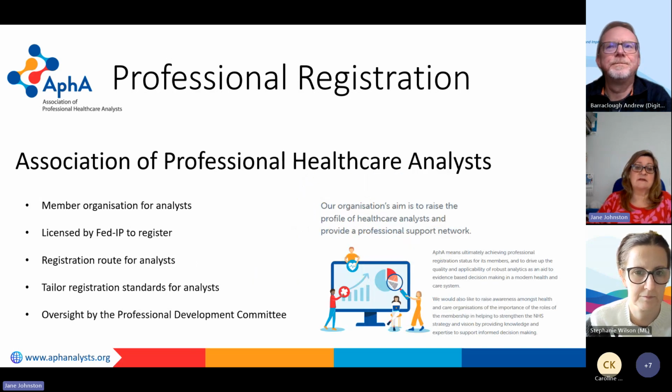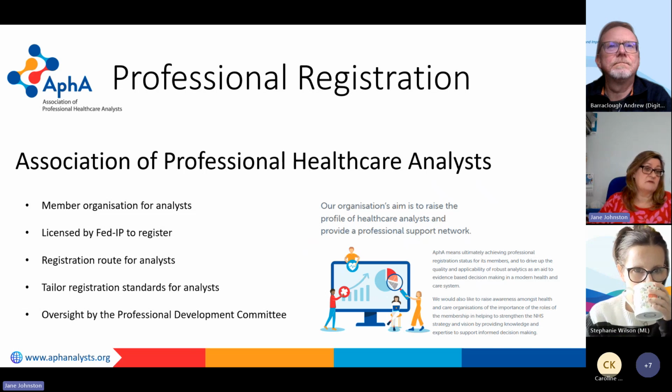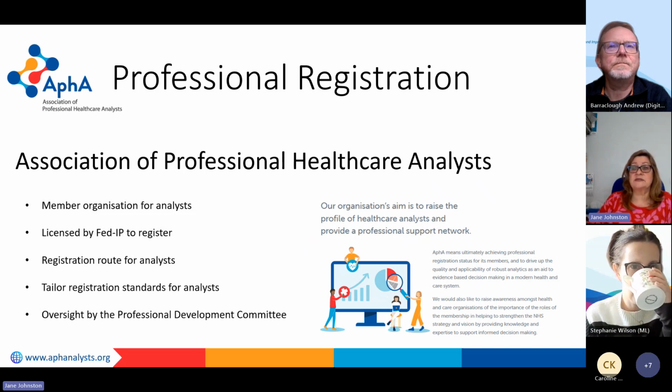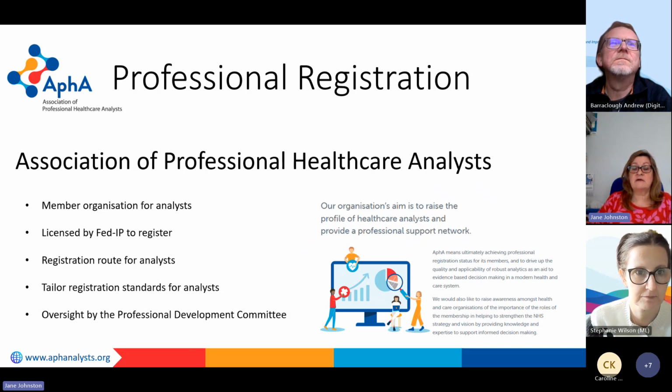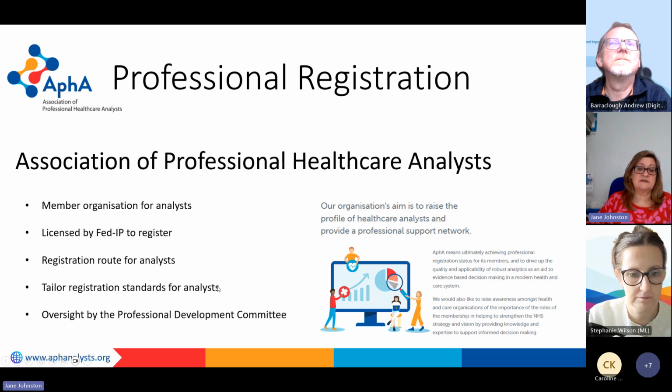Association of Professional Healthcare Analysts, AFA, who you are all members of, as you know, is a member organisation for analysts, and we are licensed by FedIP to do this registration. It is the only registration route actually for analysts specific to health and care data within the NHS. So that's why we've tailored the standards to this, and all your applications are overseen by the Professional Development Committee.